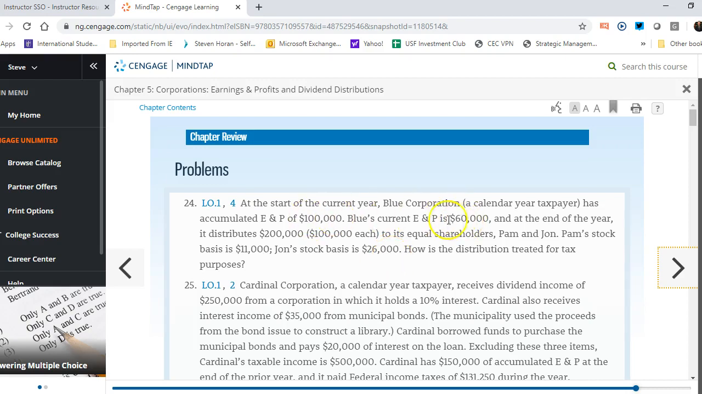The key is there's 160,000 of E&P, but they distributed an amount above that. Okay, hopefully that all made sense with Chapter 5. As always, if you have questions, just let me know.